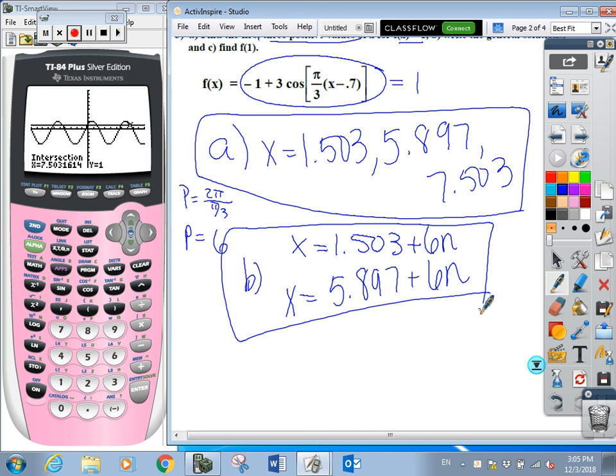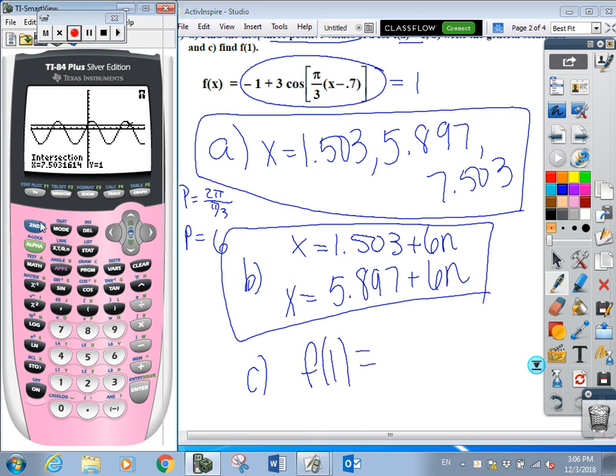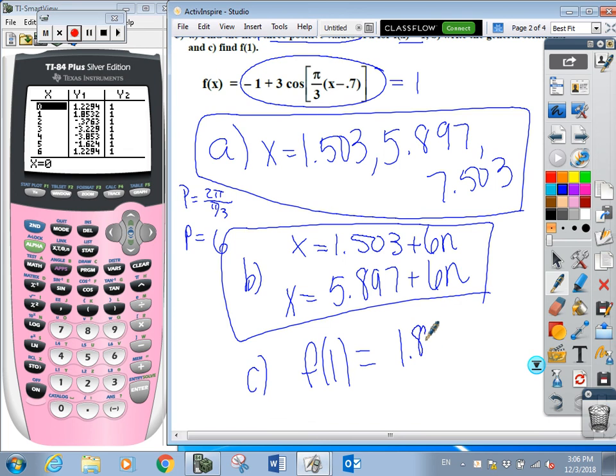And then the last part, letter C, find f of 1. Well, we already have it in y equals, so just go to the graph. F of 1 equals 1.853. And there is that answer.